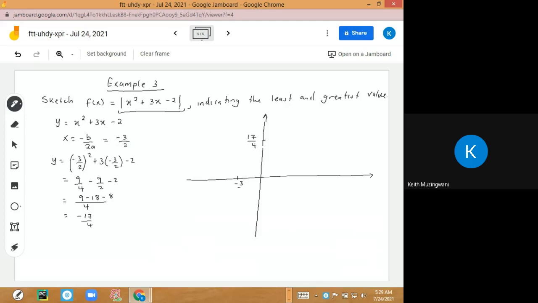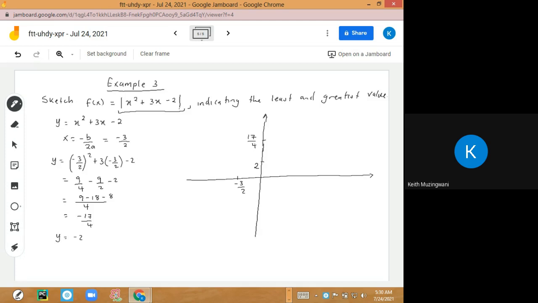-3 over 2. So the modulus will only affect the y values. Whatever y value you get, so let's go for the y-intercept. The y-intercept is when x is 0, so we'll get -2, meaning that the y-intercept, instead of it being -2, it will now be +2. So whatever you get in the y, the modulus will make it positive.